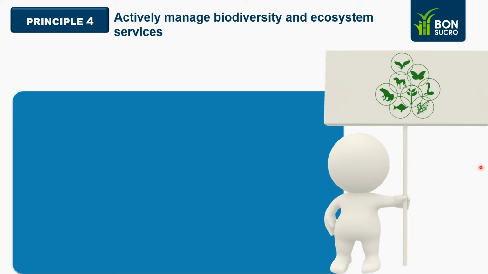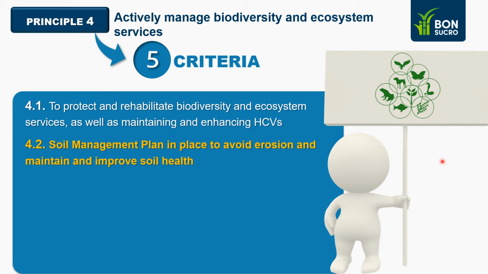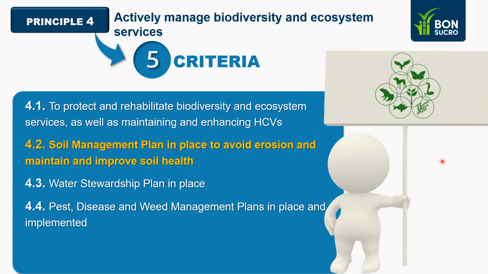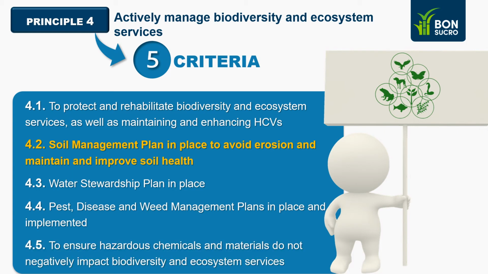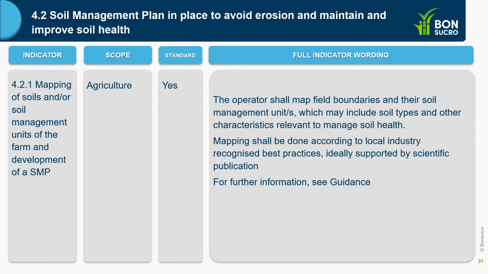We pass now to criterion 4.2. Soil management plan in place to avoid erosion and maintain and improve soil health. So now the first of 5 indicators in this criterion: mapping of soils and/or soil management units of the farm and the development of a soil management plan.